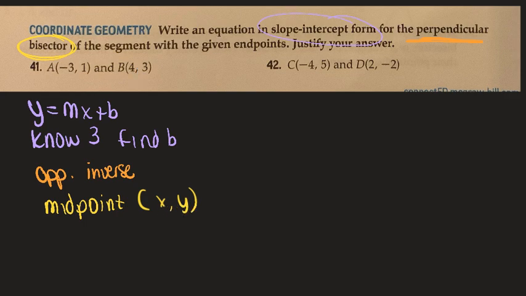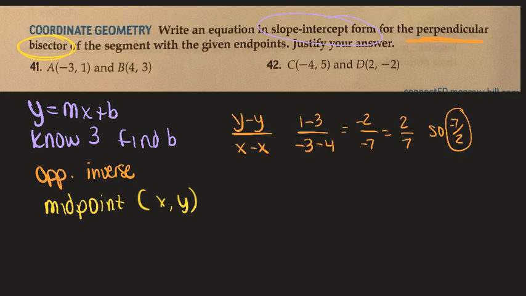Okay, so I think what we should do first is find the slope of these and take the opposite inverse. Type that answer in. All right, you should have gotten -7/2. So I subtracted my y's, 1 minus 3. I subtracted my x's, -3 minus 4. I got -2/7, which is +2/7. Then I flipped it and changed the sign.